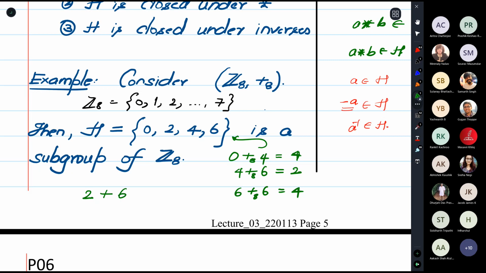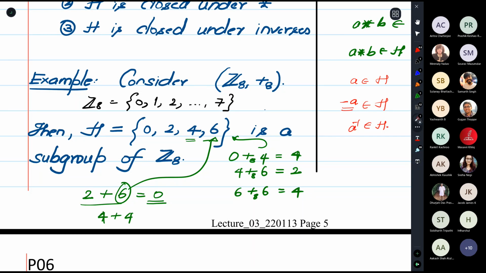Okay, it is 6 because 2 plus 6 is 8 and 8 mod 8 is 0. So the inverse of 2 is 6. So you can see that 6 actually lies in this set H, and for every element, that is 2, 4, 6, 0, their inverses also lie in H itself, right? Like for example, if you look at 4, its inverse is 4. So 4's inverse also lies in H, right?